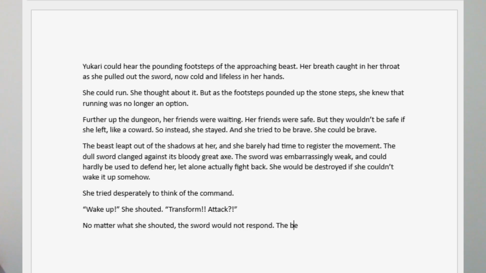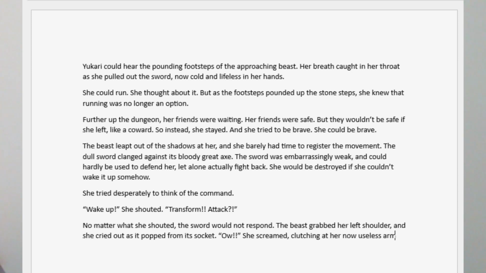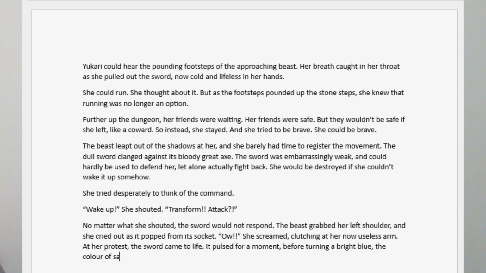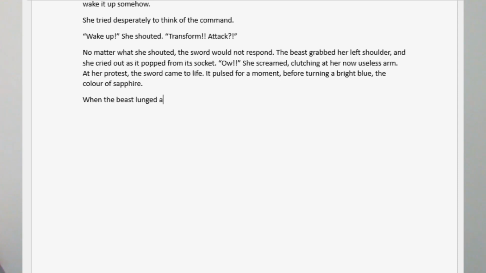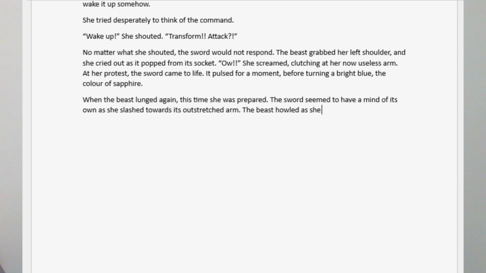The beast grabbed her left shoulder, and she cried out as it popped from its socket. "Ow!" she screamed, clutching at her now useless arm. At her protest, the sword came to life. It pulsed for a moment before turning a bright blue, the color of sapphire. When the beast lunged again, this time she was prepared. The sword seemed to have a mind of its own as she slashed towards his outstretched arm. The beast howled as she cut through, but it did not give up, and neither did she.